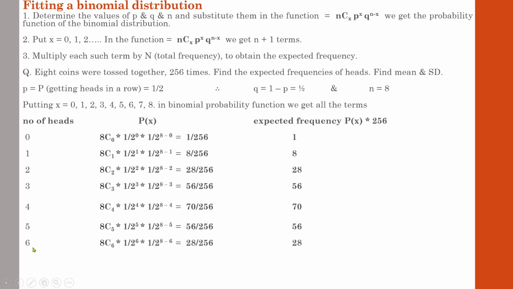And finally 6. Again the same pattern: 8C6 into 1 by 2 raised to 6 into 1 by 2 raised to 8 minus 6, you will get 28 by 256. Then multiply it with 256, that is equal to 28.